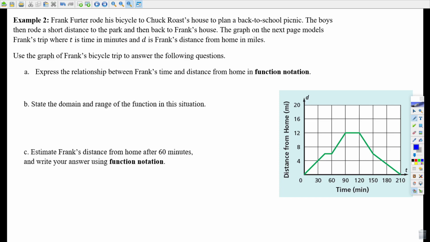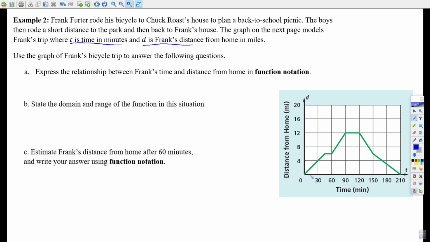Frankfurter rode his bike to Chuck Roast's house to plan a back-to-school picnic. The boys then rode a short distance to the park and then back to Frank's house. The graph on the next page, or on this page in this case, models Frank's trip where T is time in minutes, D is Frank's distance from home in miles. Okay. So we can look at this and we have the time keeps increasing.